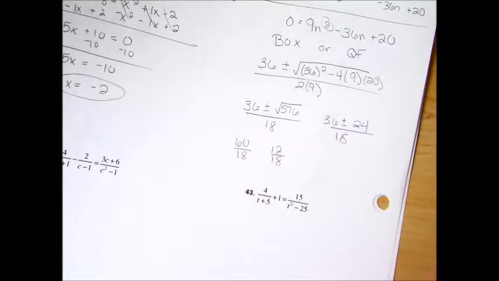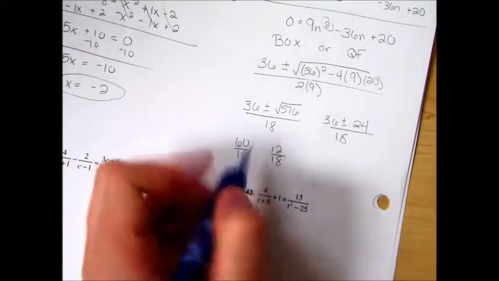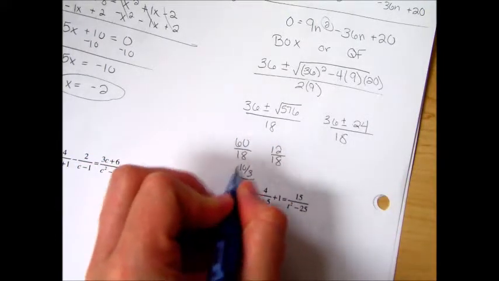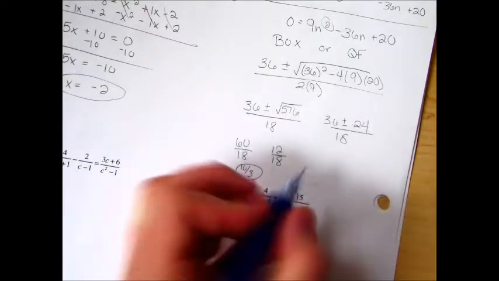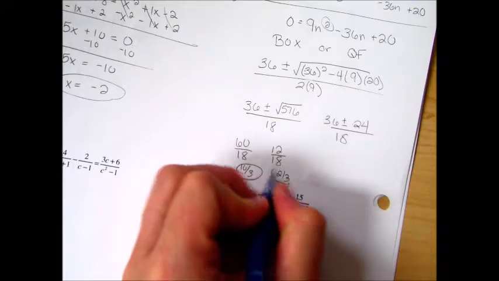I call that baby brain. 60 over 18 reduced is 10/3. We'll check that answer. And 12 over 18 reduced is 2/3. We'll check that answer.